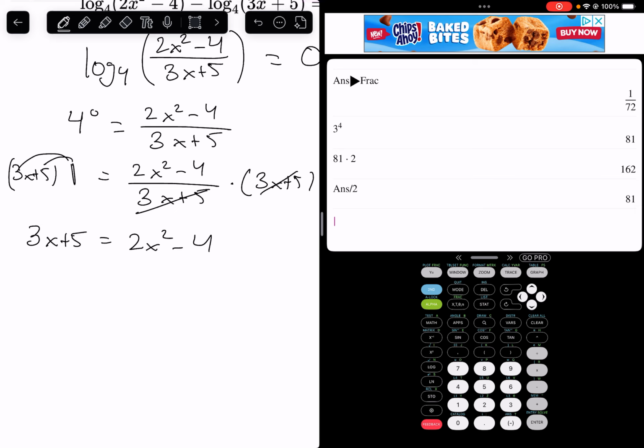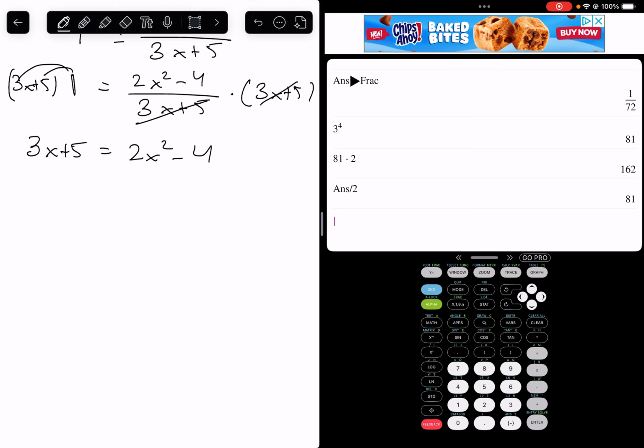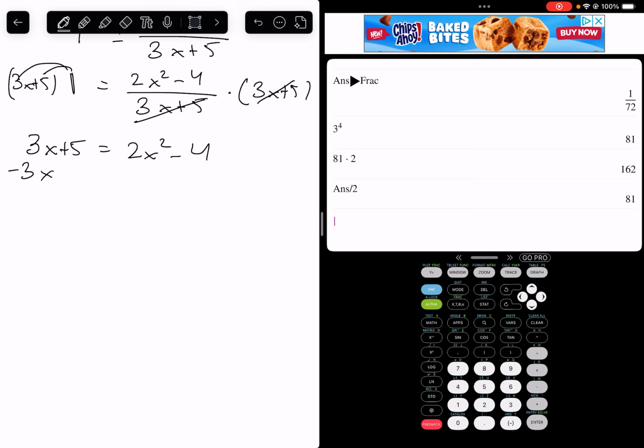Now, we're getting closer to a nice quadratic here. We've got to get everything on the same side. Remember, you want to keep the term with the highest power positive, so that's why I'm moving the 3x and the 5 over as opposed to the 2x squared and the 4, because I don't want to make this negative. All right, so we're going to subtract 3x and subtract 5. So we get that 0 is equal to 2x squared minus 3x minus 9.